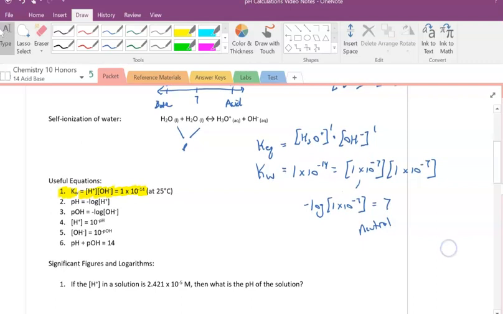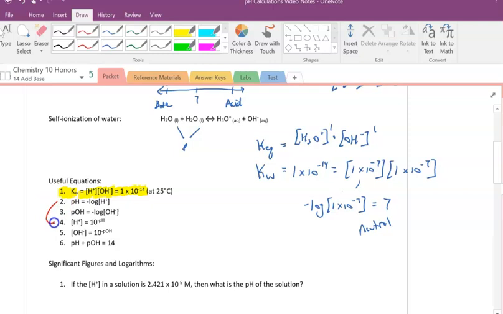Now the other equations here are also useful. We have equation 2, which is pH equals negative log of H plus, the one we just used. If you wanted pOH, you would just have to take the negative log of the OH minus concentration. Now, if you've dealt with logs in math class, you'll know how to rearrange logs. If you don't, we have the equations listed out here.